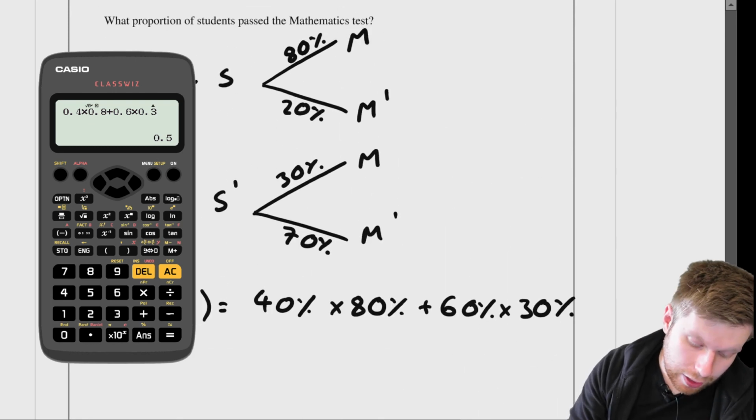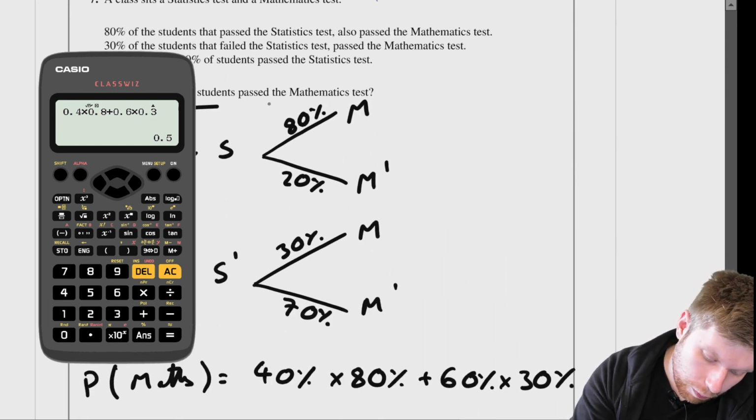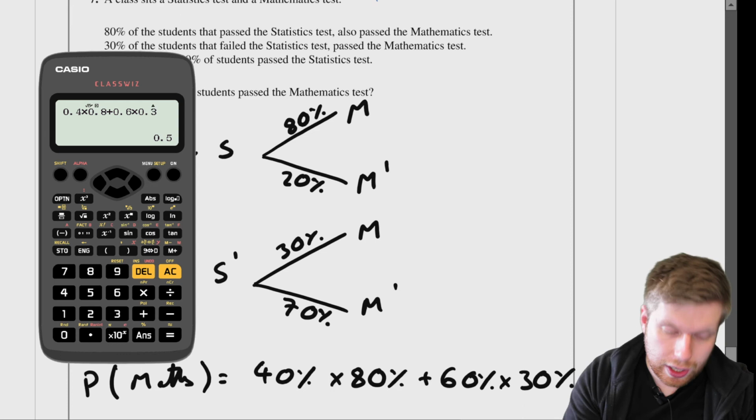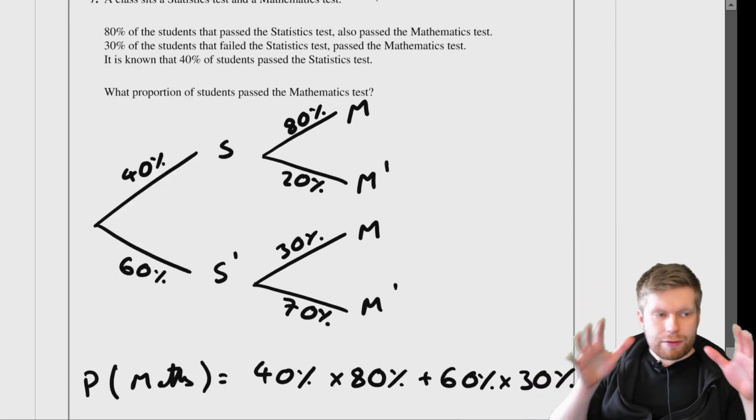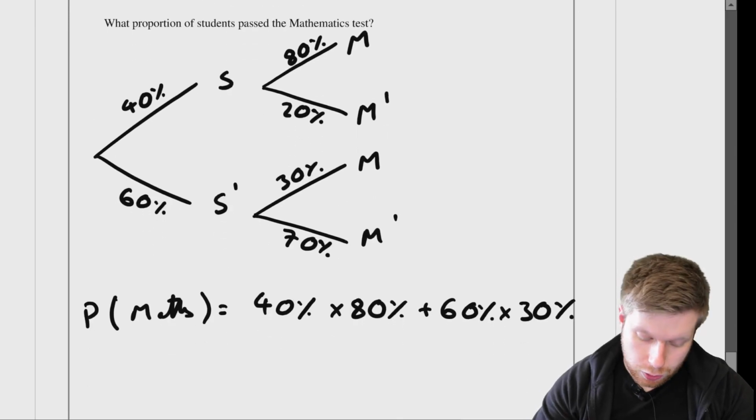And actually in this case, there's nothing else I need to do here. It's just simply what proportion of students pass the mathematics test. I don't have to calculate any given probabilities, don't have to calculate any conditional probabilities. This will be the answer there. So that's it. That's question 7.